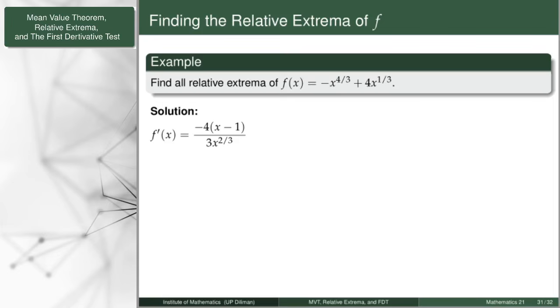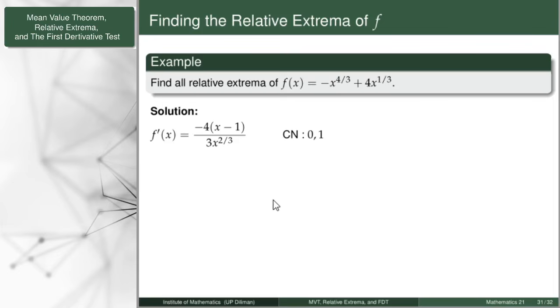So the question is, how many critical numbers do we have? F prime is 0 at 1 by this factor, and it is undefined at 0 by this factor here. So how many critical numbers do we have? The answer lies from the domain of f. The domain of f is all real.